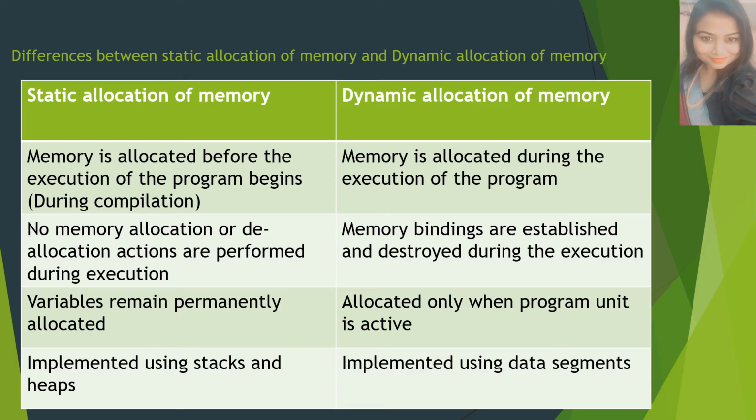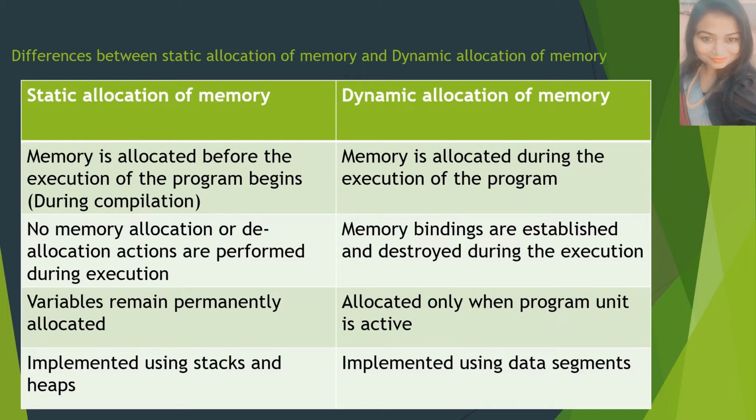Then here are some of the differences between the static allocation of memory and dynamic allocation of memory. So let us learn what the differences are in this slide. So first, we need to understand what static means. Static means it is fixed, it cannot be changed. So dynamic means it always changes. So static meaning is fixed, dynamic meaning is always changing.